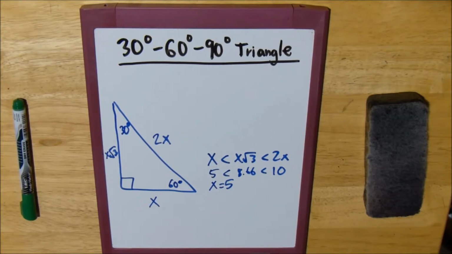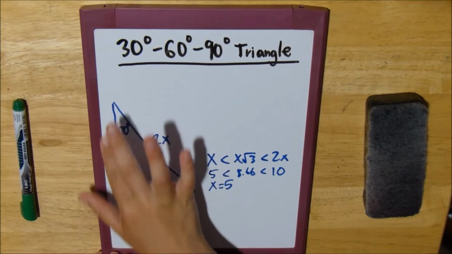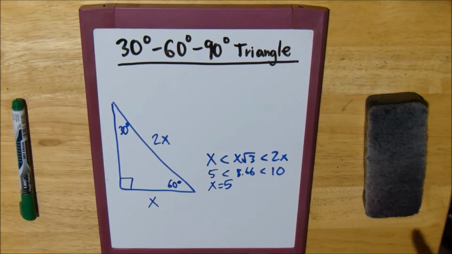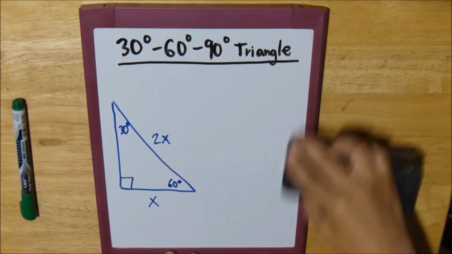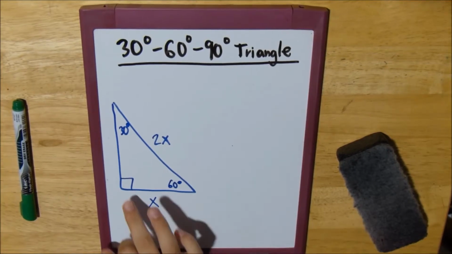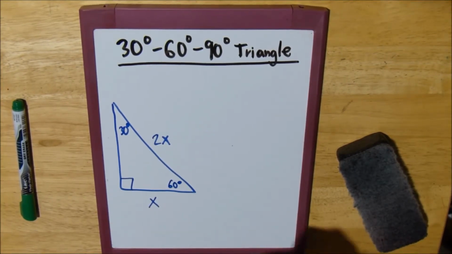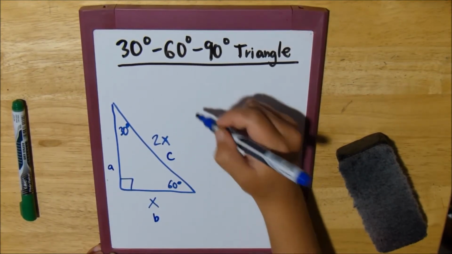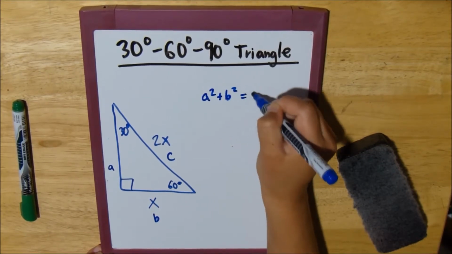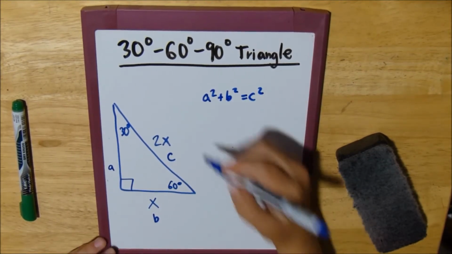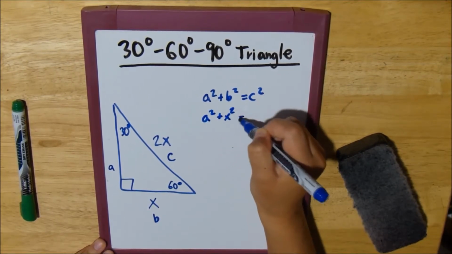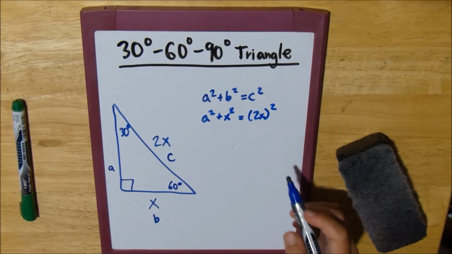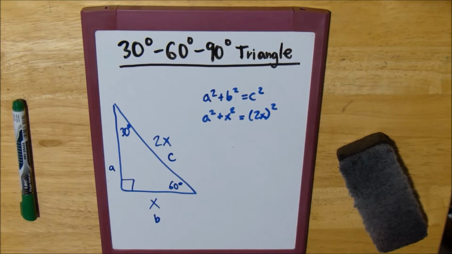Now, suppose you just completely forgot this side length and you were taking a test or something and you couldn't remember what it was. Well, luckily for you, you can use the Pythagorean Theorem because we have a right angle here, right? So let's say that this is A, this is B, and this is C. We know that the Pythagorean Theorem is a squared plus b squared equals c squared. So let's plug in the values that we know. So a squared plus x squared equals (2x) squared. Make sure to square the entire thing, not just the x, right? So just put it in parentheses.